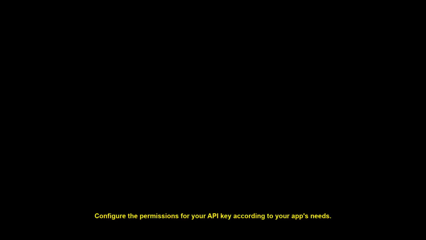Configure the permissions for your API key according to your app's needs. Make sure to enable only the permissions required for your mobile application. Once configured, copy the generated API key as well as the secret key.